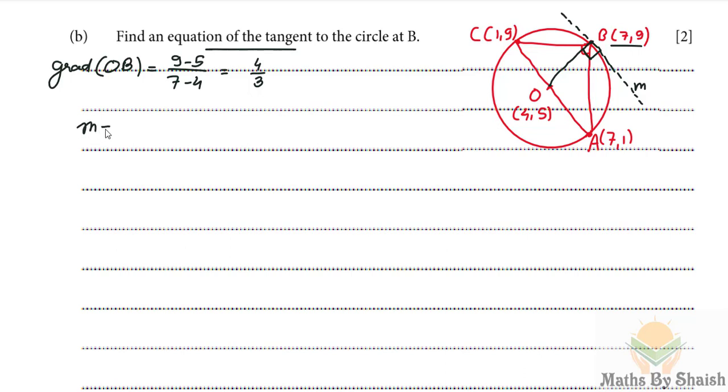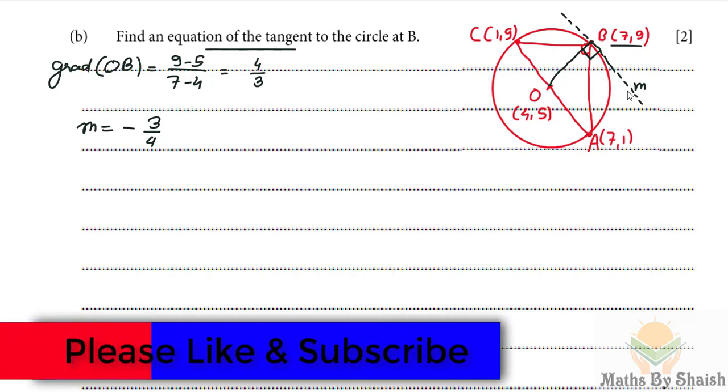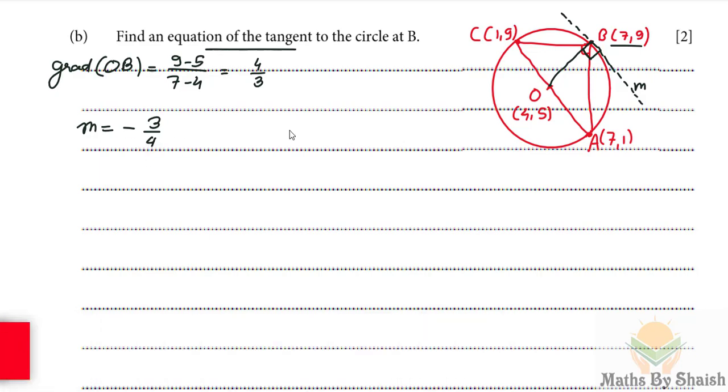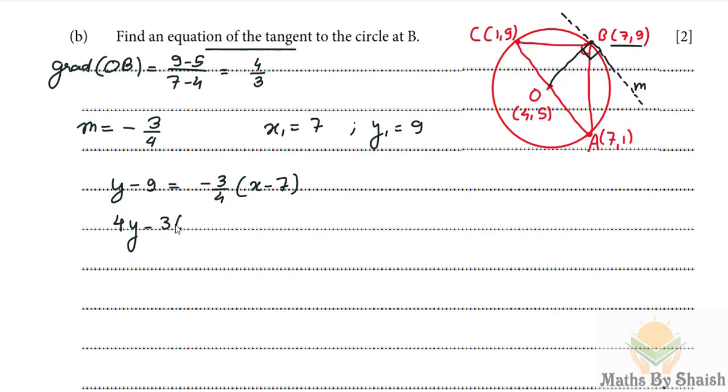And hence the gradient of the tangent, I'll write it as m, is going to be the negative reciprocal, that is minus 3 by 4. We know for perpendicular lines the product of the gradients is minus 1, so that's why the other gradient would be the negative reciprocal. So now we have a gradient. We can write x1 as 7, y1 as 9, and hence the equation of the tangent would be y minus y1 equals the gradient, minus 3 by 4, times x minus x1, 7. So multiplying by 4 here, it is 4y minus 36 equals minus 3x plus 21, because minus times minus 3 by 7 is 21.